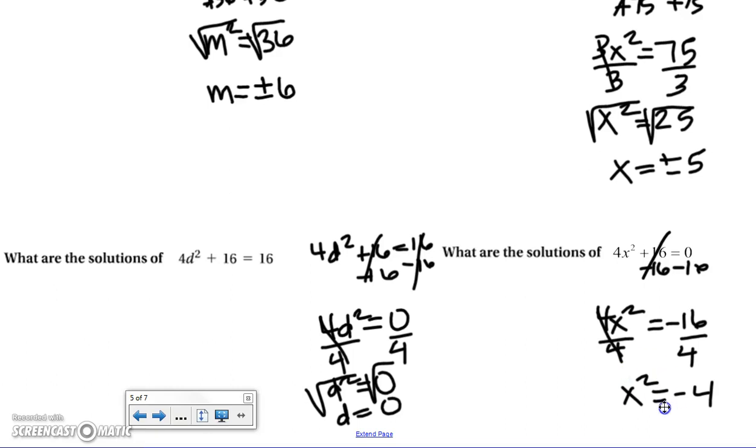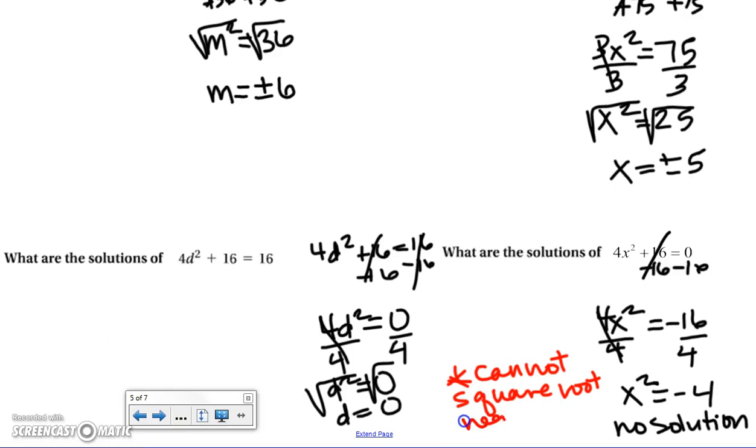Now, if you tried to square root this, you would get an error in your calculator because you cannot square root a negative number. So if you ever get to x squared where it's isolated equals a negative number, this is no solution. Make a note to yourself that you cannot square root a negative number. So if you're thinking about your graph, this means that if I graphed this one, it doesn't cross the x-axis anywhere. So you can't square root a negative number, so this one is no solution.